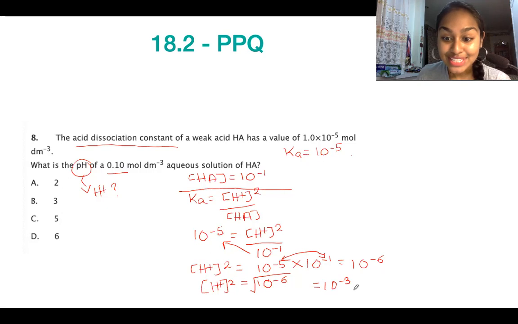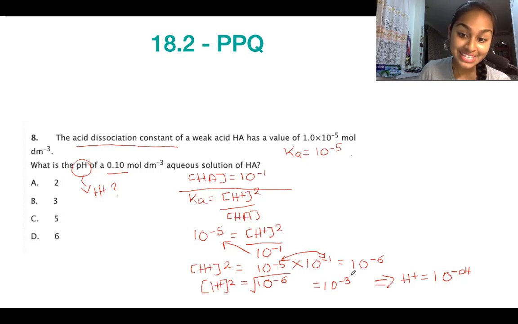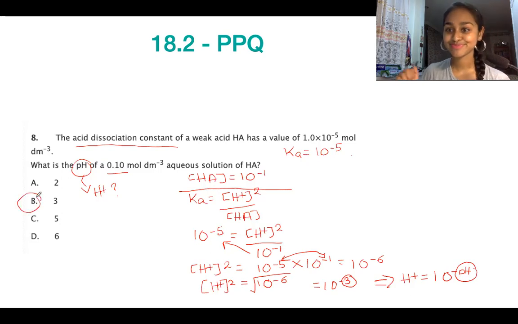Okay, so 10 to the minus 3, and therefore the pH, remember, since H plus equals 10 to the minus pH, this means that this value over here equals our pH value over there. So the answer here is going to be B.